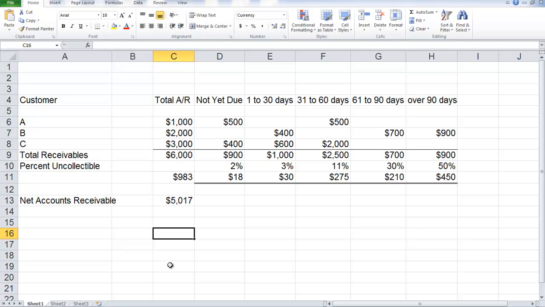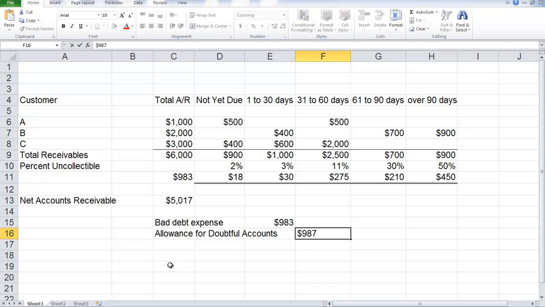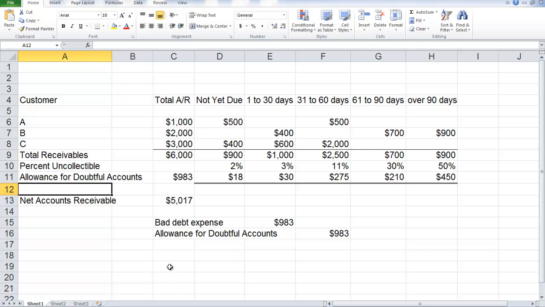So the journal entry for that is we want to debit allowance for doubtful accounts. The debit is for $983. Excuse me, that is the credit. I'm sorry, and the debit is for bad debt expense. Okay, so the debit again is bad debt expense for $983, and the credit is to allowance for doubtful accounts for $983. Okay, and the net accounts receivable is just the difference between the total receivables amount and the amount that's uncollectible, the allowance for doubtful accounts.